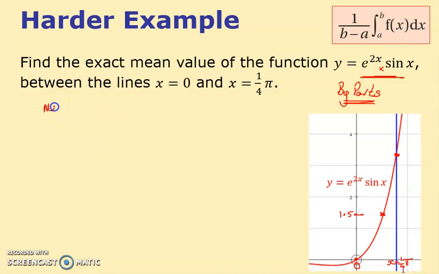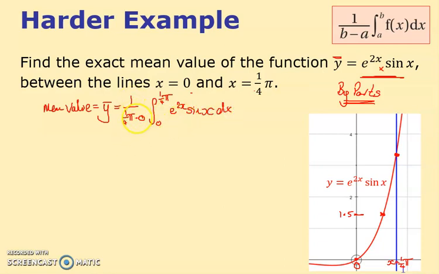So the mean value equals, and by the way, the mean value could be written as y bar, I suppose. It's the average of the y's, if you like. Anyway, so it's 1 over b minus a. And what's 1 over b minus a? Well, it's 0 and 1/4 pi. So I think it's 1 over 1/4 pi minus 0 times the integral from 0 to 1/4 pi of e to the 2x sine x dx.